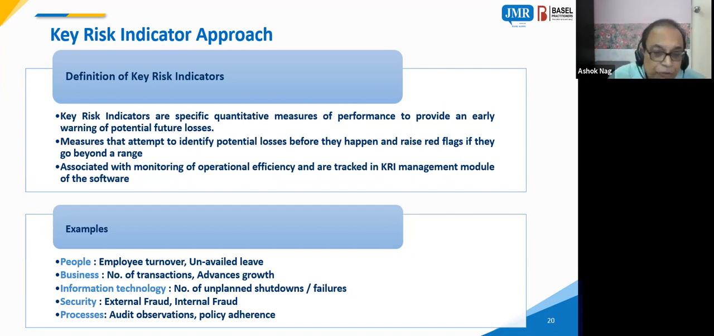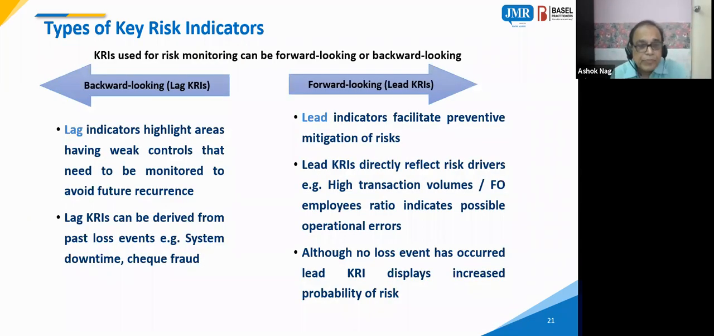So it could be employee turnover. You can see various kinds of key risk indicators can be created. So this is the important part of the key risk indicator, that some of them are manually created, some of them are created in an automated way. Now, for key risk indicators, there are two things. One is the lag KRIs and then the lead KRIs.